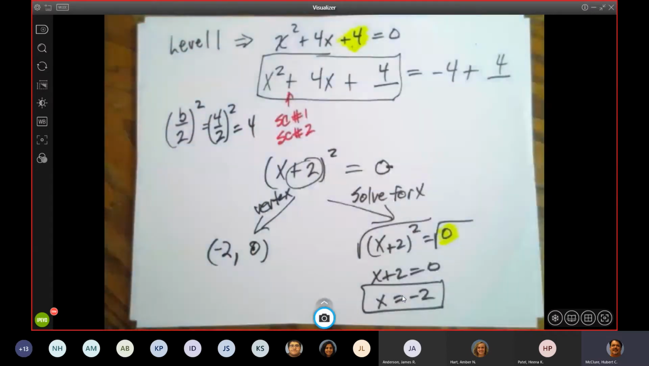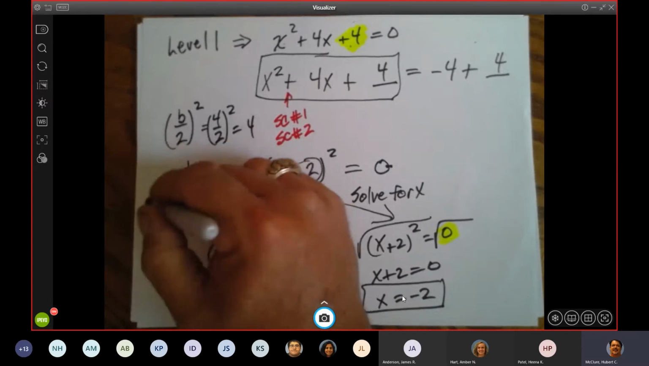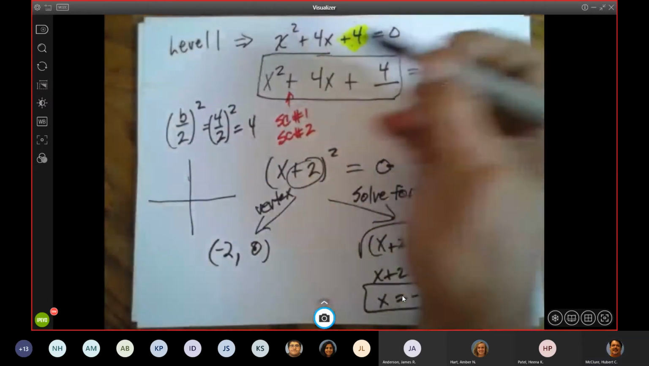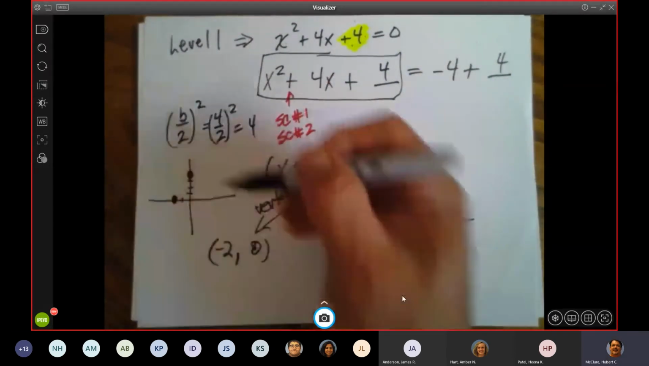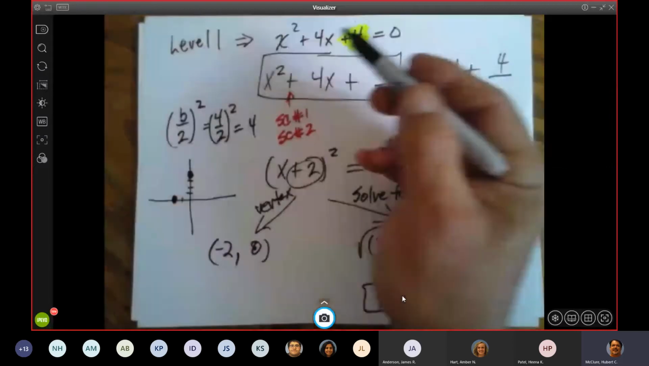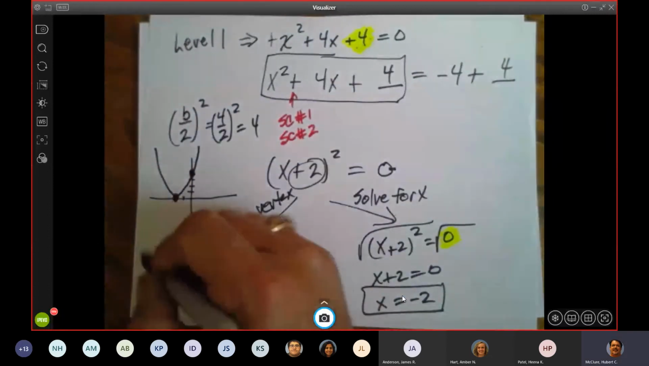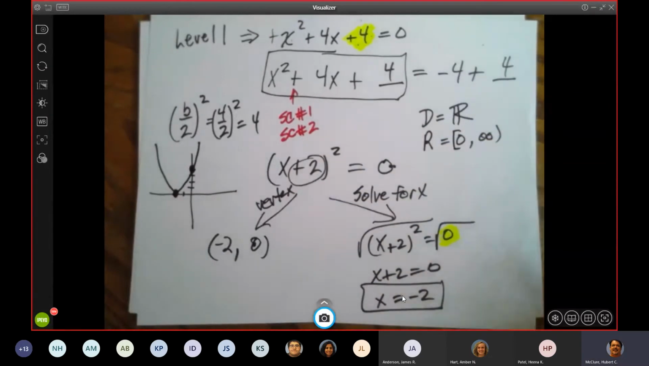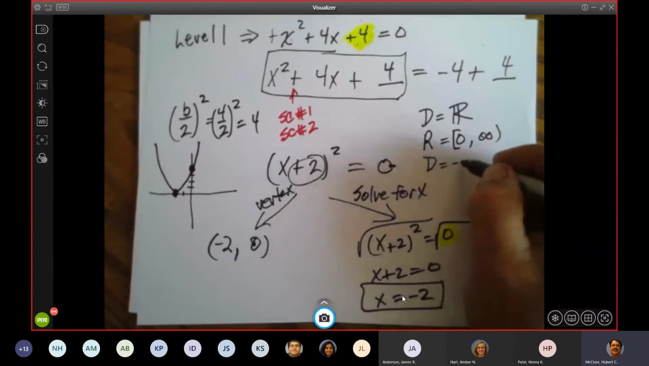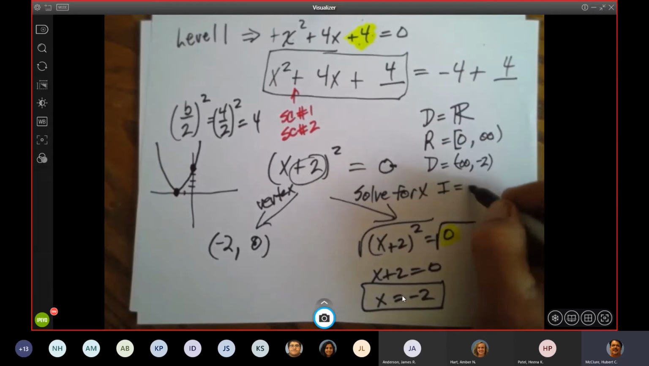So completing the square gives us a graph with a y-intercept of 4 and an x-intercept of -2 and a vertex of -2 and 0, and it's positive, so it's opening upward. We know that the domain is all real numbers. We know that the range is from 0 to infinity. We know that the decreasing values is from -infinity to -2, and the increasing values are from -2 to infinity.